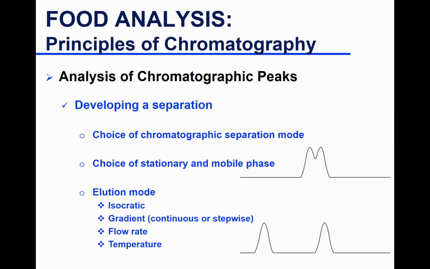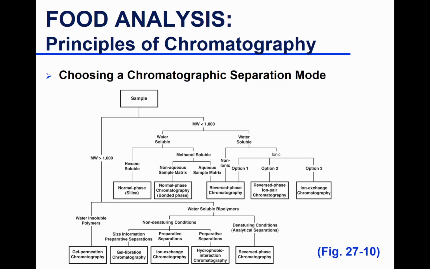So once you've read and gathered information, then you want to choose a chromatographic separation mode. This is a figure in your chapter in the book. It illustrates how many options you have based on the characteristics you know about your product, your components that you want to separate. And oftentimes, you have multiple options, option 1, 2, and 3.